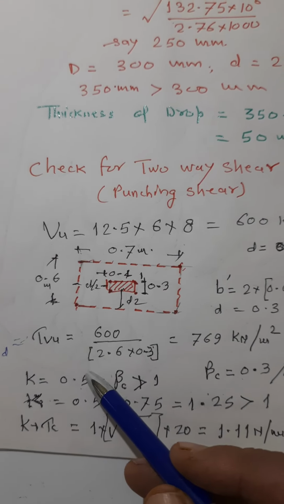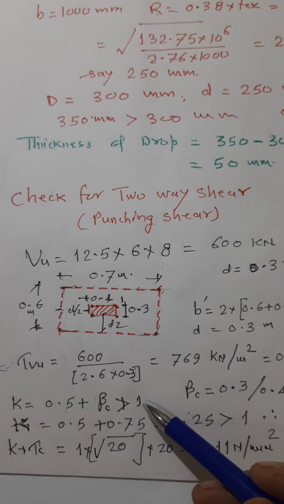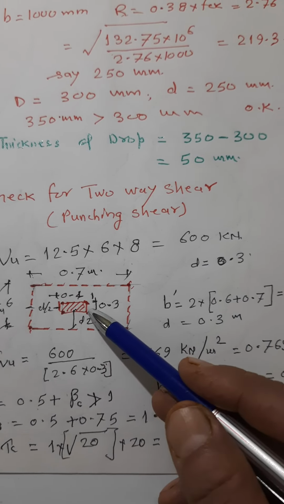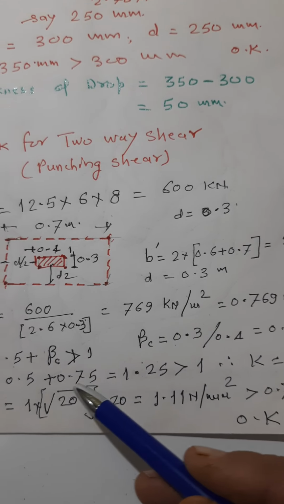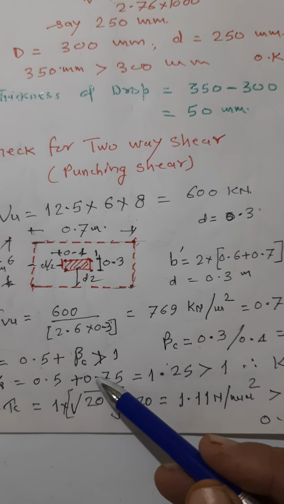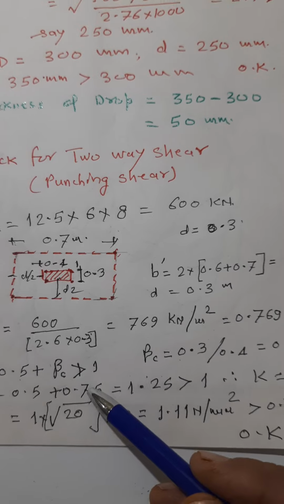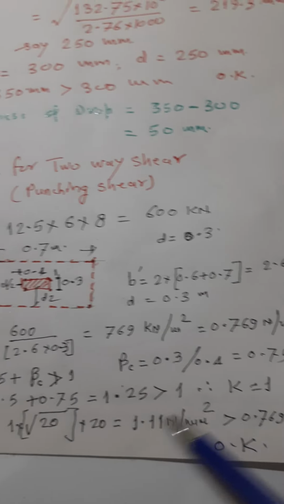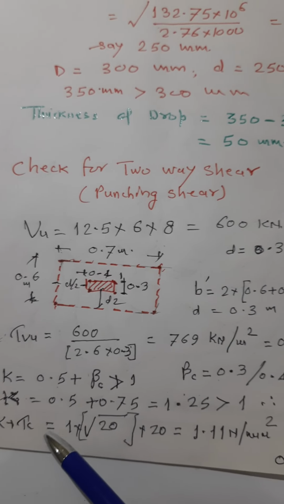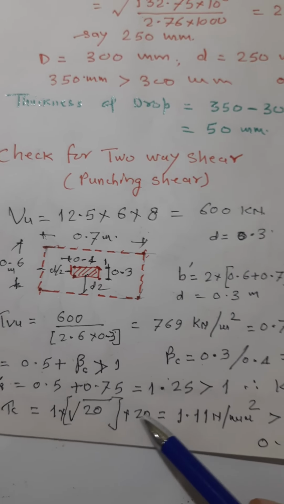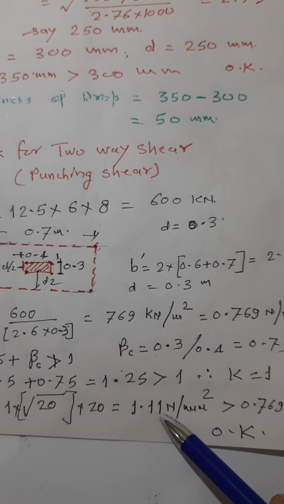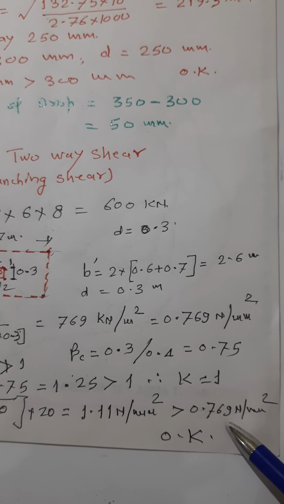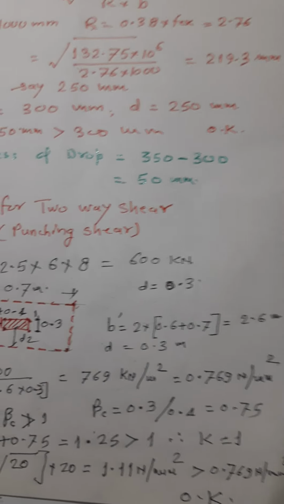Now K is equal to 0.5 plus beta C, which should not be greater than 1. Beta is nothing but the shorter side of the column upon the longer side of the column. It comes out to be 0.75. 0.5 plus 0.75 is 1.25, so we are taking 1. Now K is 1, then K times tau C is equal to 1.11. It is greater than 0.769, or 0.77, so we can say our design is safe.